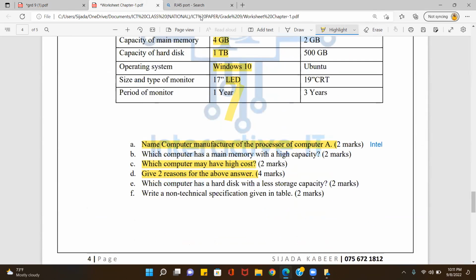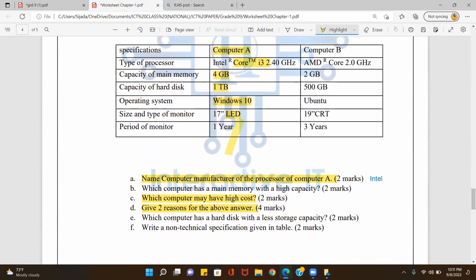No, teacher. Okay, then next, in this we have covered the E question. We'll go on to the F question. F is: write a non-technical specification given in this table.